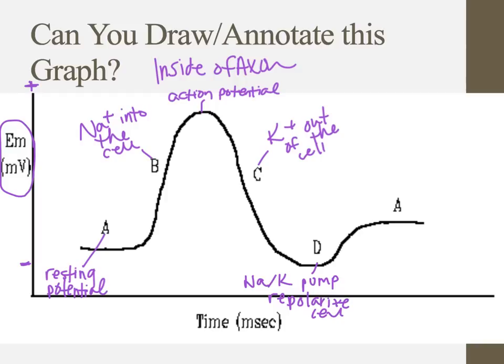Okay, and then that gets us back to point A, which we already labeled means resting potential. So here we're back at this resting potential. So negative to positive, back to negative, but not negative the way we want to be. So now we've got to return things to the resting potential.